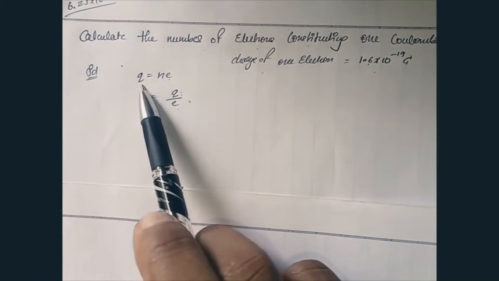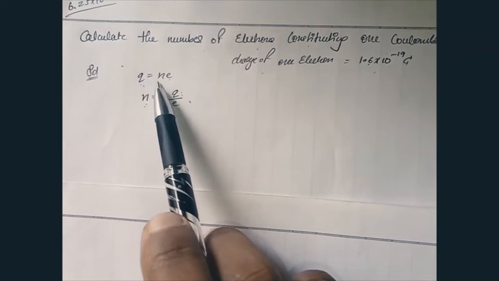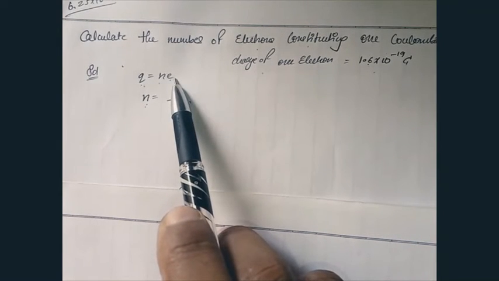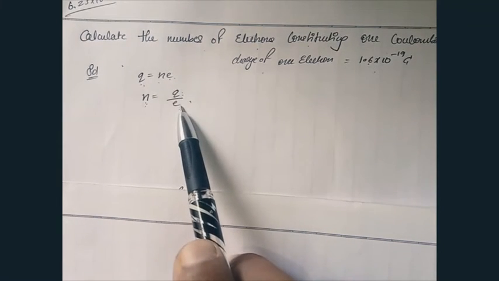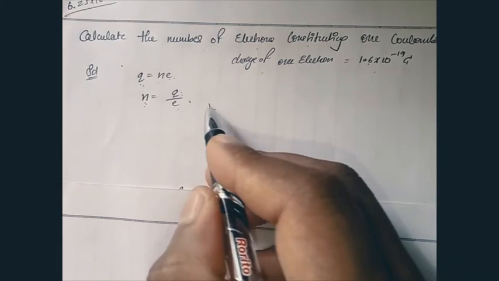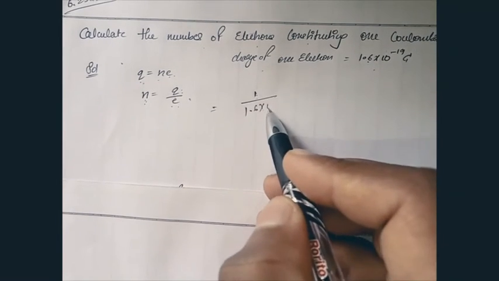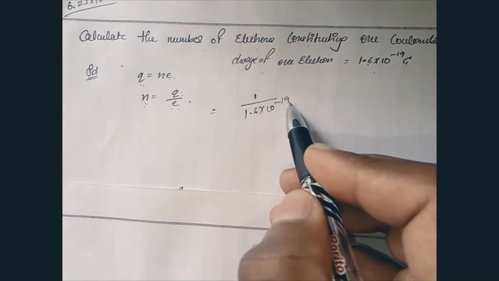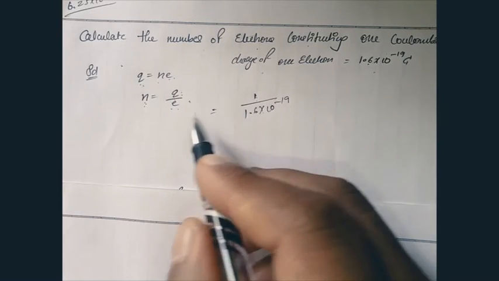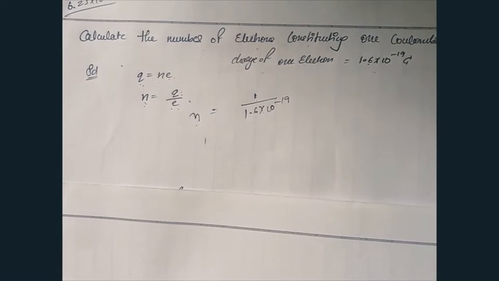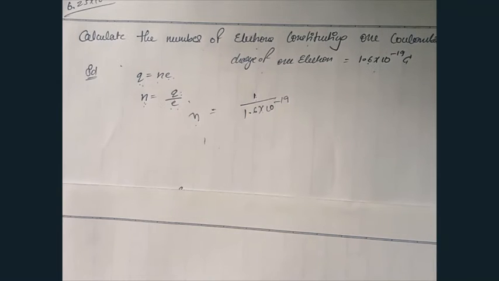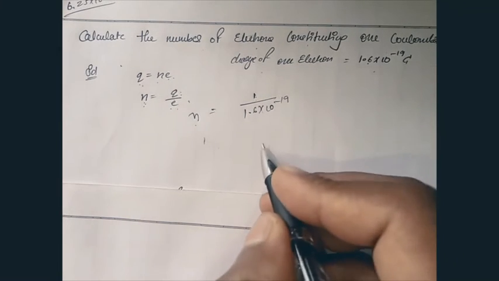And one more thing, here Q is the charge, N is the number of electrons, and e is the charge of 1 electron. So if I want to know N, then N is equal to Q by e, right? So I can write Q as 1 coulomb. Clear? Now I want to know N, how many electrons it contains. So 1 by 1.6 into 10 power minus 19, what is the answer? It is 0.625.